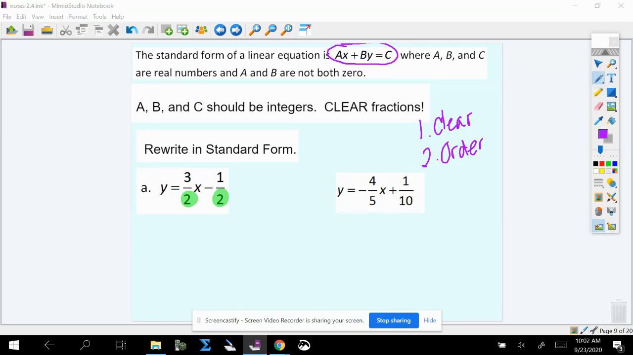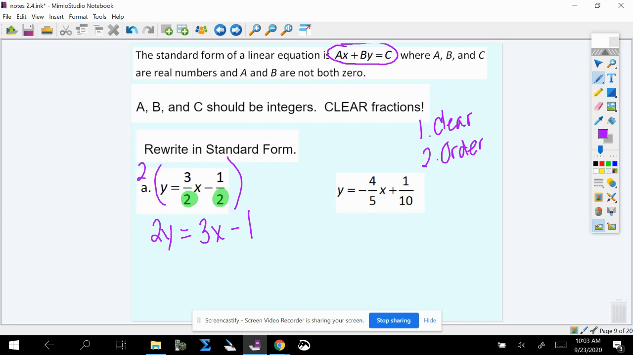In order to clear fractions, if you have the same denominator in any fraction, you're going to multiply every single term by that denominator. So I like to put it in a huge parentheses to remind me that everything is getting multiplied by 2. The x term, the y term, the constant, everything. So when I multiply y by 2, I get 2y equals. When I take 2 times 3/2, and you can use a calculator if you want, the 2's will cancel. You get 3x. And then when I multiply the 2 times a -1/2, I get -1.